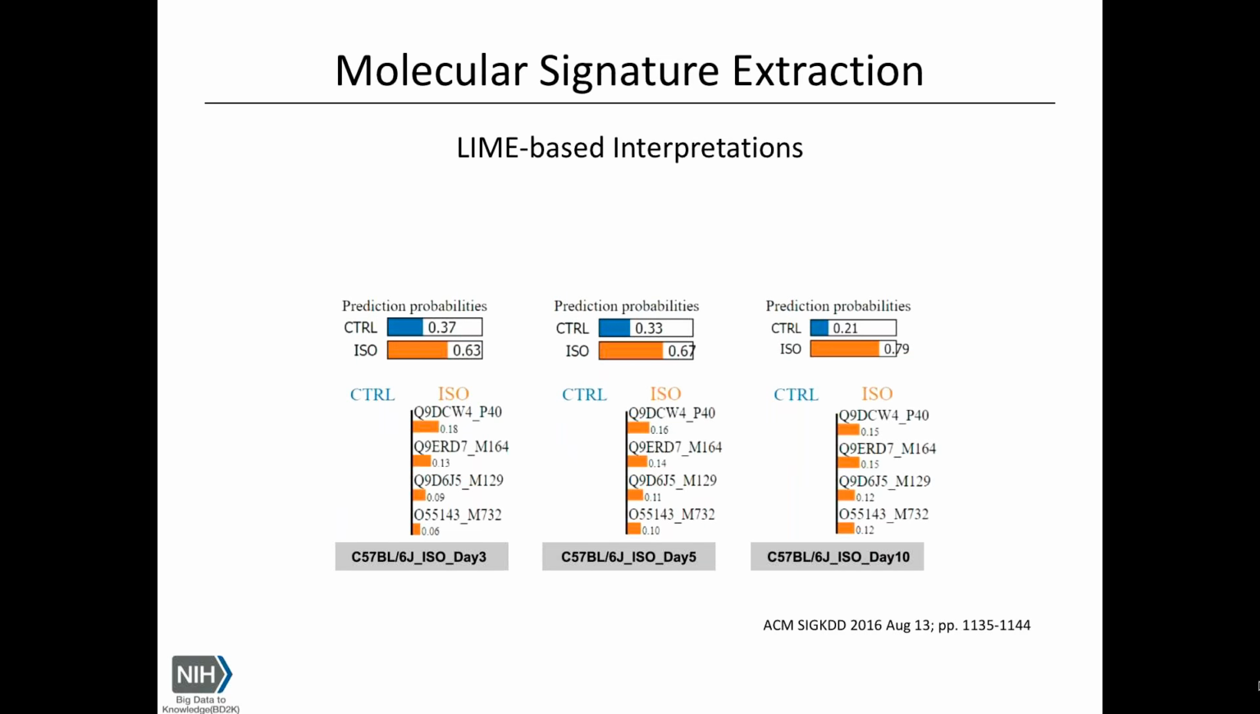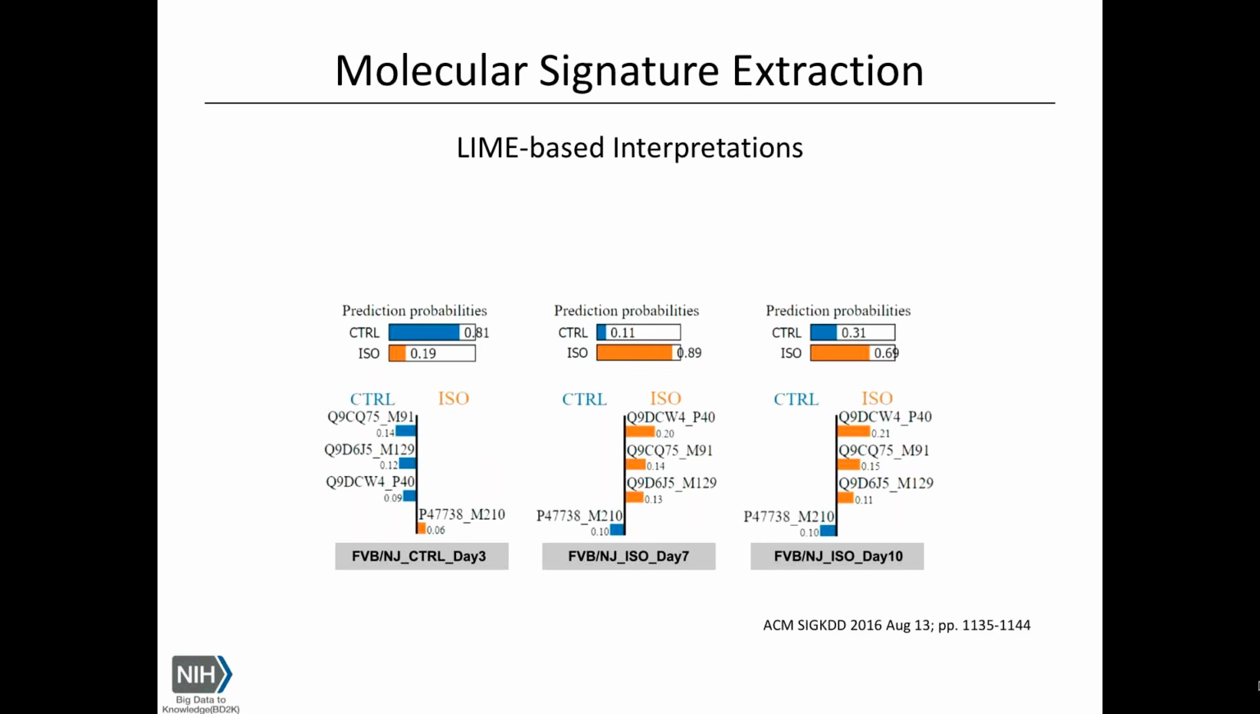We next looked at 3 samples from the split 5 test data set, which cover days 3, 5, and 10 of the C57BL strain. And this one looks at the ISO group. So we found that actually all 4 sites here identified in the split 5 contributed positively to the correct prediction. So this one's very straightforward.